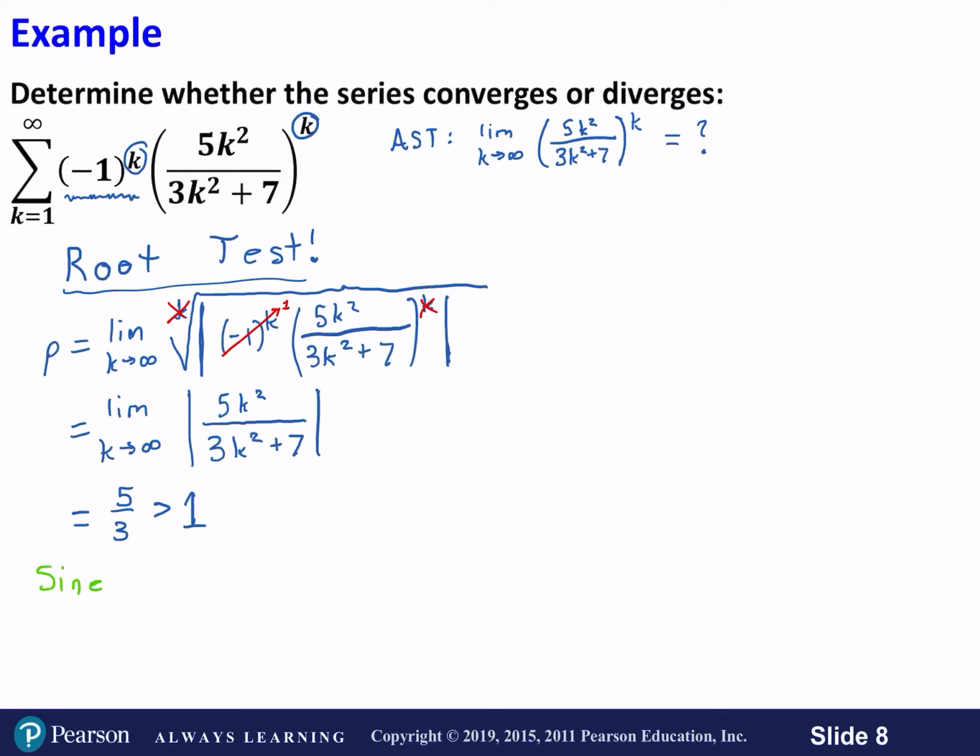Since rho is equal to 5/3, which is greater than 1, this series diverges by the root test.